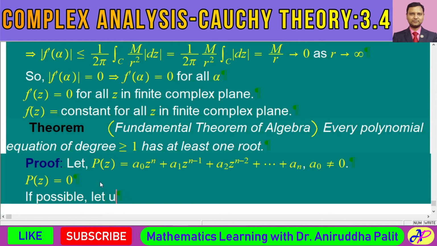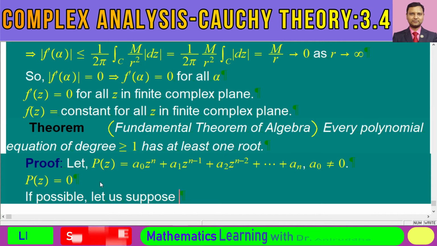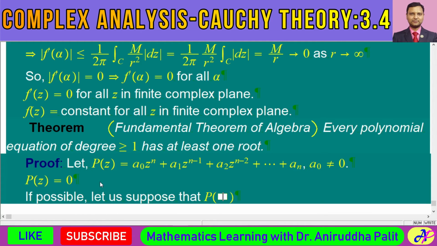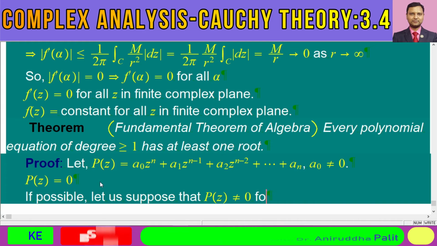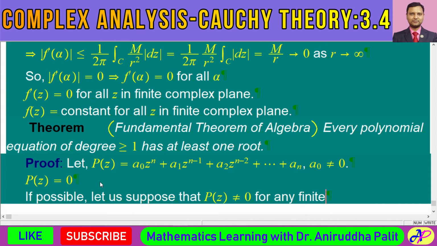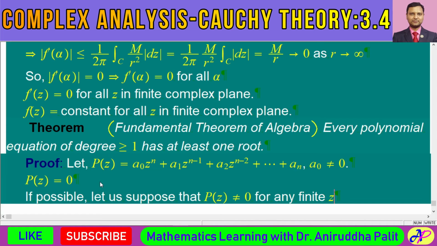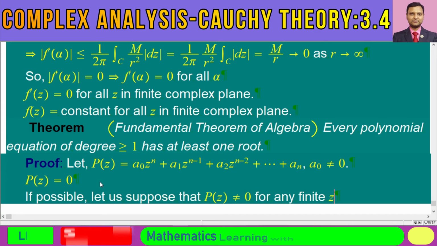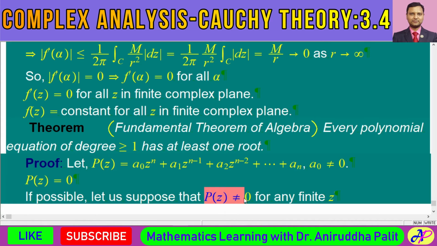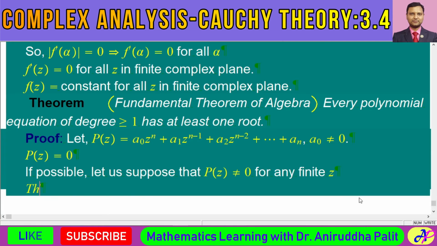If possible, let us suppose that this p of z is not equal to 0 for any value of z in the finite complex plane, or you can say for any finite z. So for any finite z, we suppose that, if possible, p of z is never equal to 0. Now, if p of z is not equal to 0, then what happens?